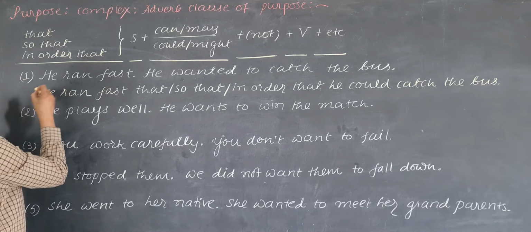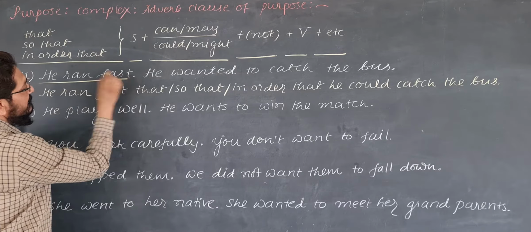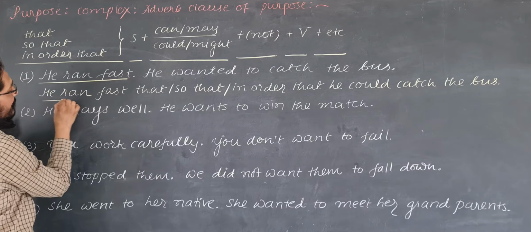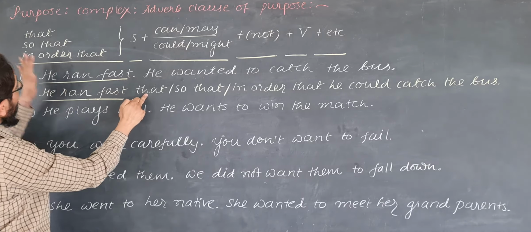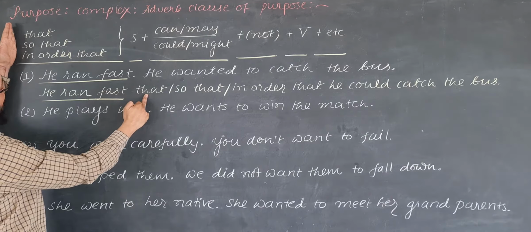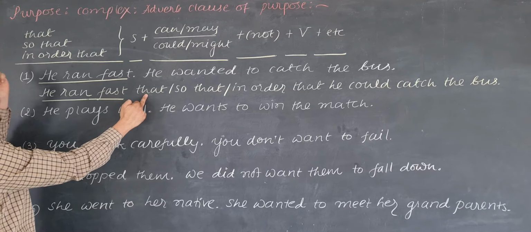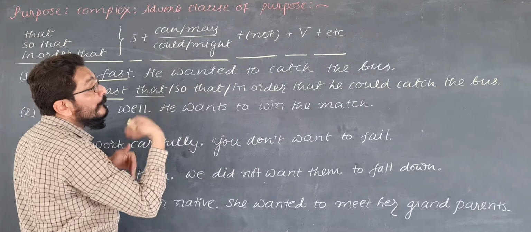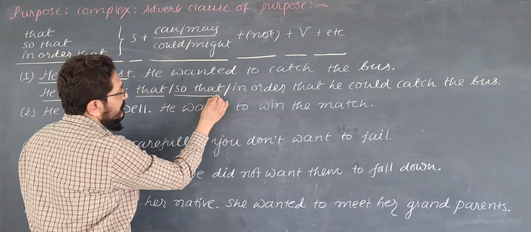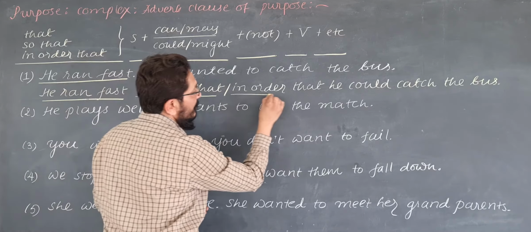So first of all, he ran fast, this is the action. You have to write it as it is. He ran fast. Now we will join two sentences using that, so that, or in order that. So you have to use that, or so that, or in order that.